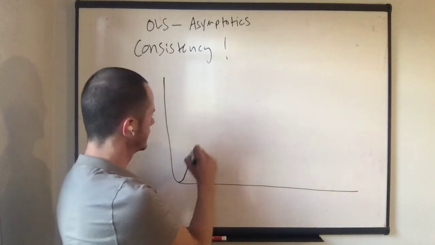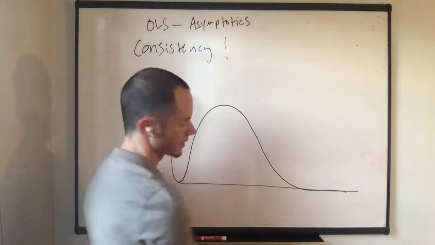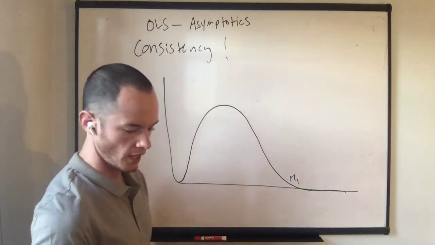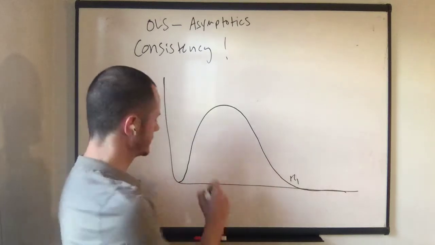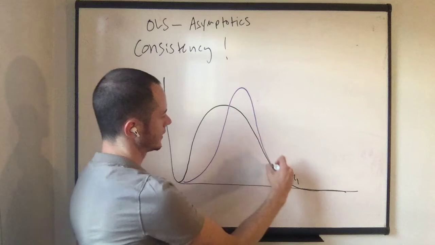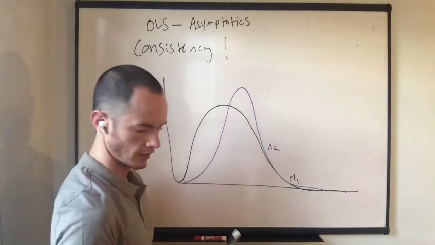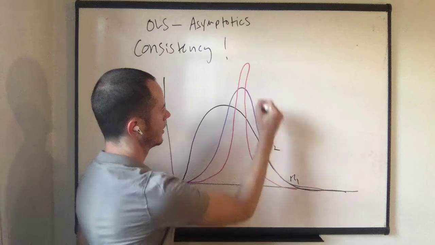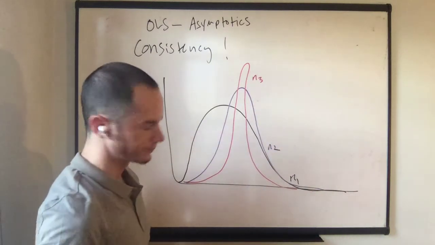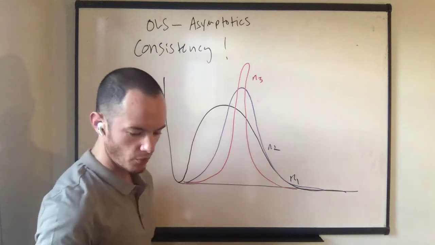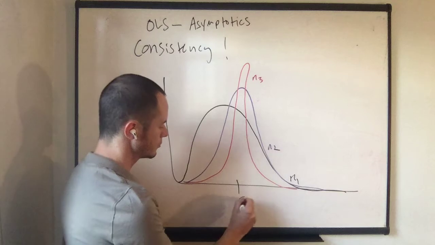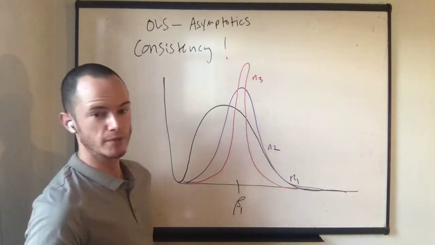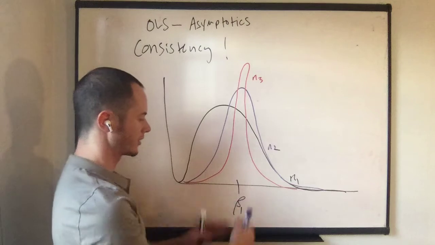So we may have a small sample that looks like this. Let's say N1 is the small sample. And then we get a little bit larger of a sample that looks something like that. That's N2. N3, maybe an even larger sample. And what you see is that the distributions are becoming more and more centered around the true population parameter beta 1. These are the probability distributions of the estimator beta 1 hat, and they're becoming more concentrated around beta 1.